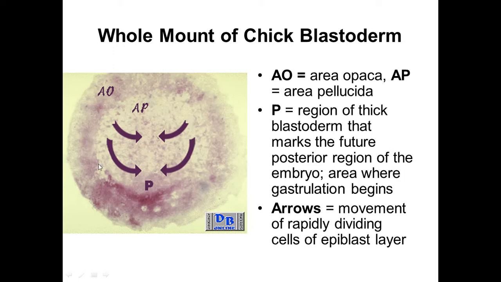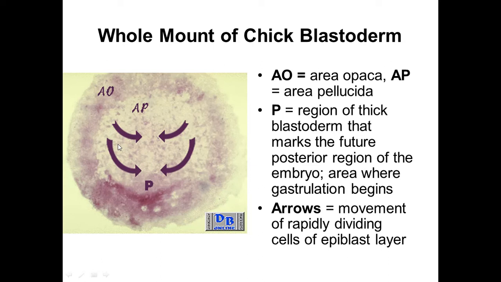External to it, we can see another region called the area opaca. So you can guess that they are described according to how they are seen under the microscope. The area opaca contains colored, or pigmented, cells, while the area pellucida, on the other hand, is more transparent. So just remember that the area pellucida is the region where your embryo will actually be found in later stages.